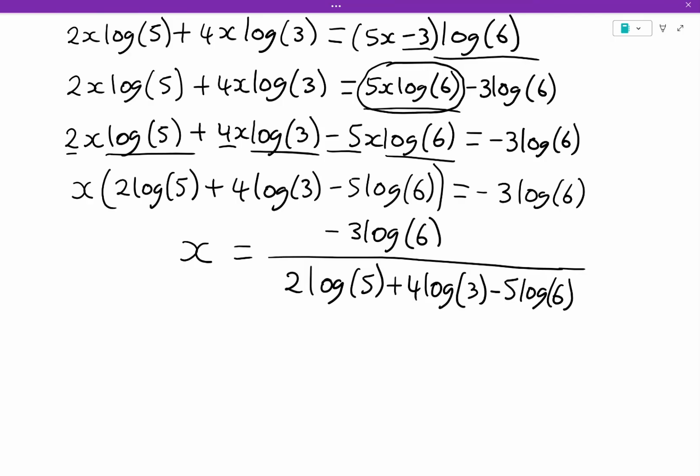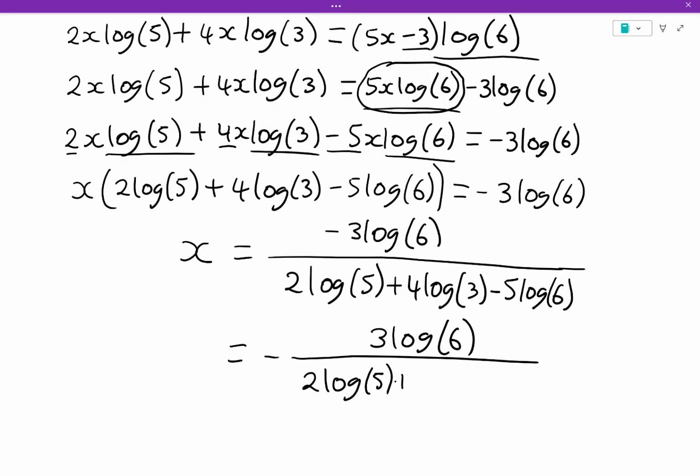Now, things we could potentially do. The numerator is negative, so I could bring that negative to the front of my fraction. So it would be negative 3 log 6, and in the denominator we'd have the 2 log 5 plus 4 log 3 subtract 5 log 6.